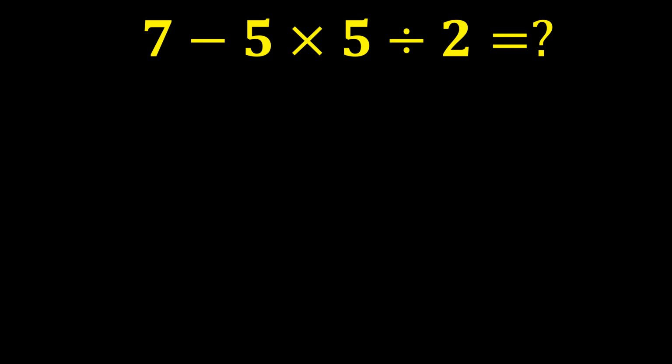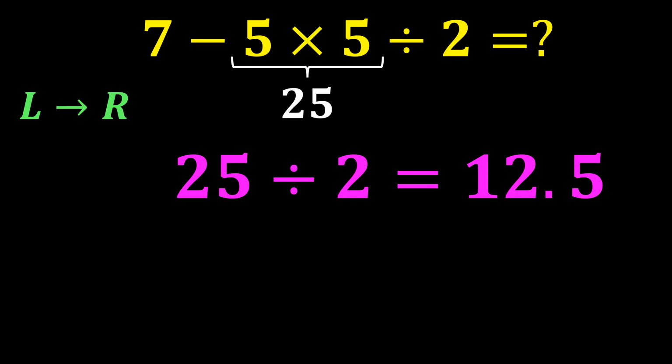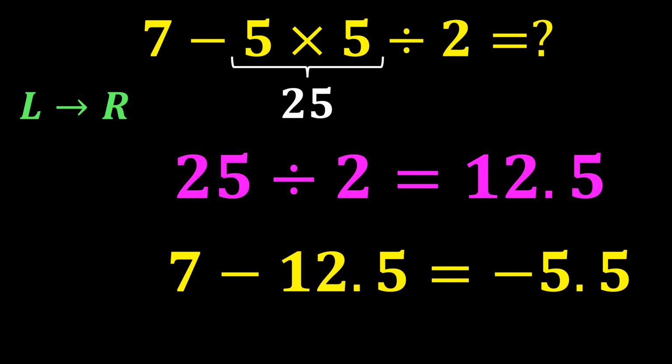Before solving, we should explain that in this expression we have multiplication, division, and subtraction. According to the order of operations, PEMDAS, multiplication and division have priority and are done from left to right. Therefore, we first calculate 5 times 5, which equals 25, and then 25 divided by 2 equals 12.5. Finally, 7 minus 12.5 equals minus 5.5.